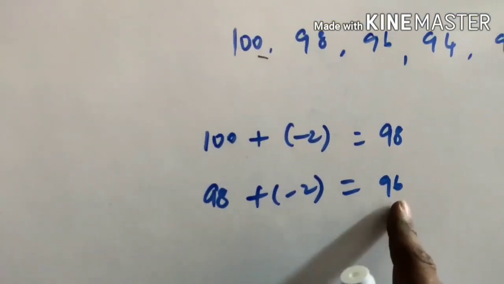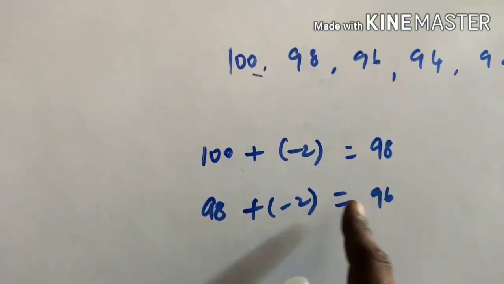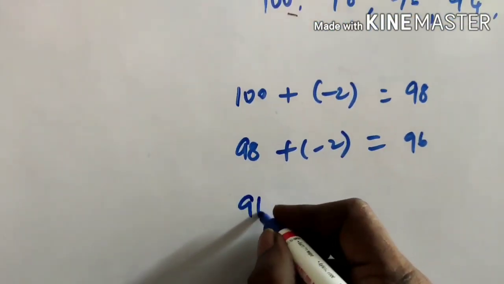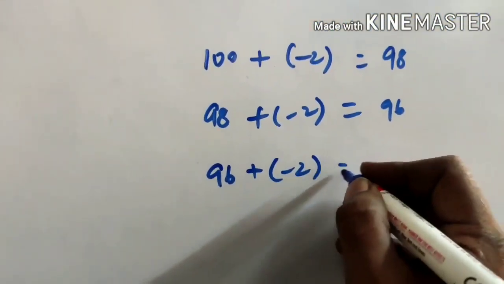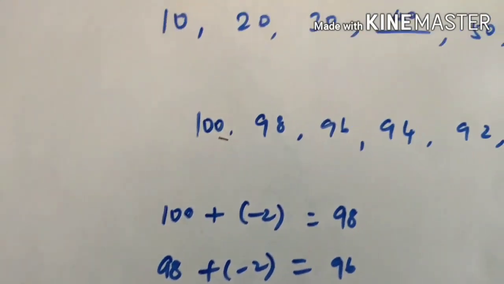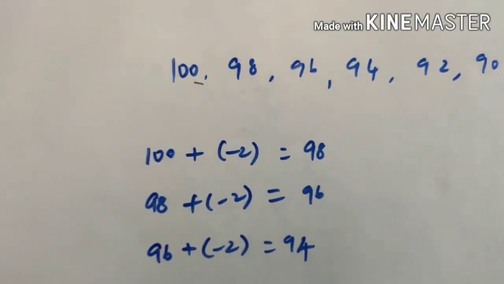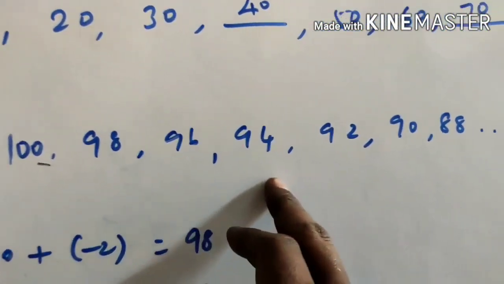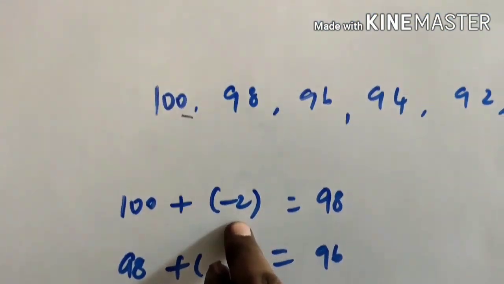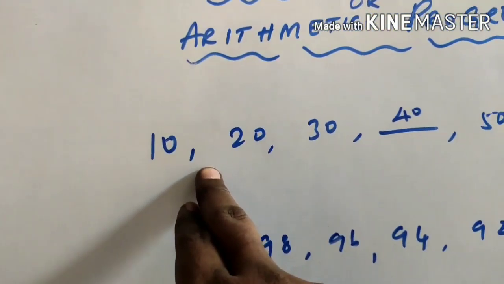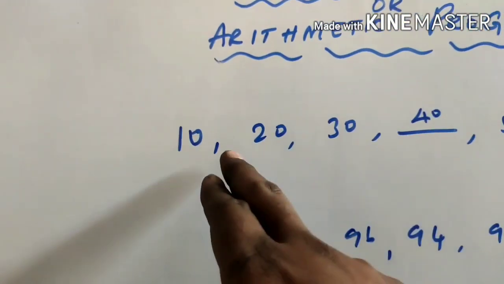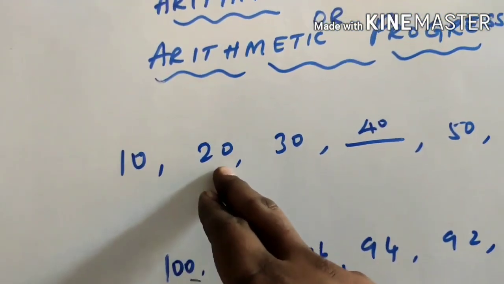Different signs: subtract and put the bigger number's sign. If you subtract, 96, the bigger number's sign is plus, not necessary to write. So 96 plus minus 2, you get 94. So here also you can use the same word, add. A common number is added to get the sequence. What is that number? Minus 2. Here a common number is added to get this sequence, and that number is 10. Okay, 10 plus 10, 20.